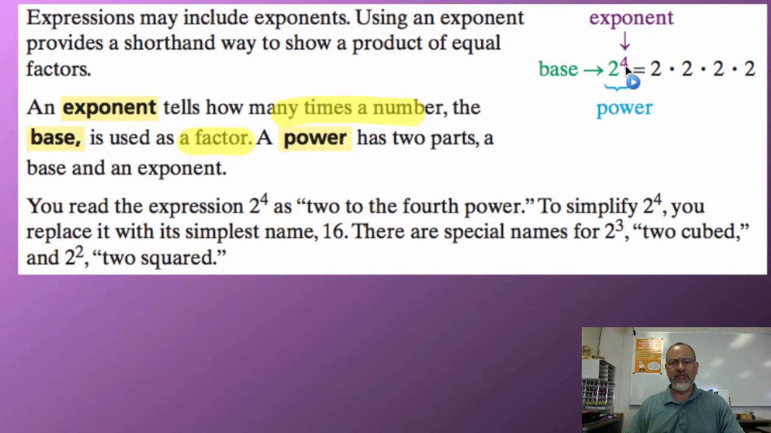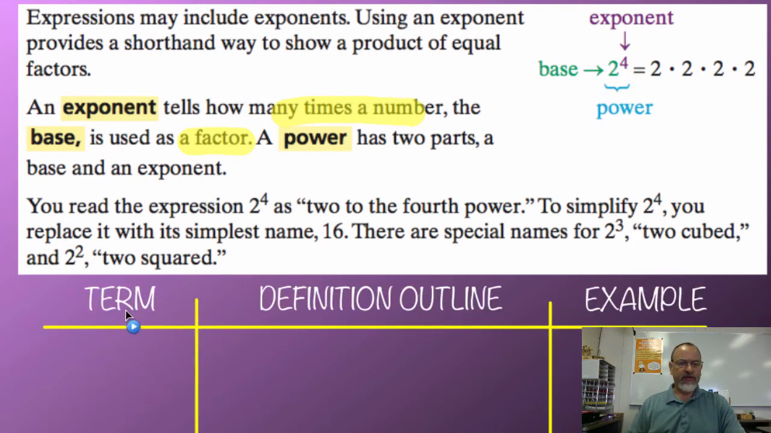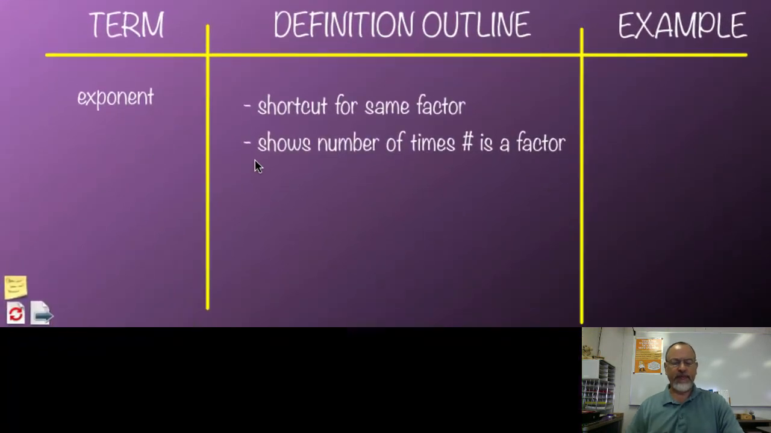So this exponent tells us how many times this number 2, or any other number, is going to be used and multiplied by itself. Now, this number that we're talking about is called the base. All right, so 2 is the base, 4 is the exponent. If we broke that down a little bit, an exponent is a shortcut. It's a way to write the number of times that a number is being multiplied by itself. So it's a shortcut for using the same factor, and it shows how many times the number is a factor.